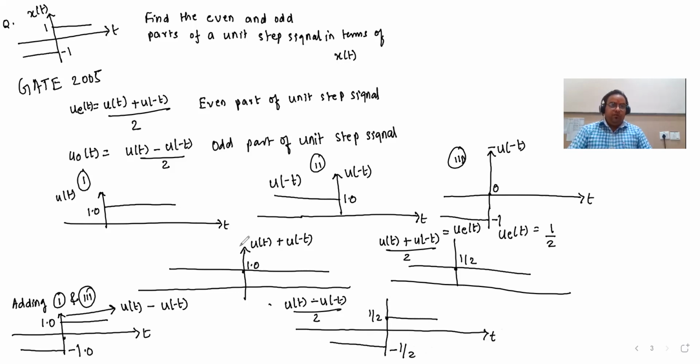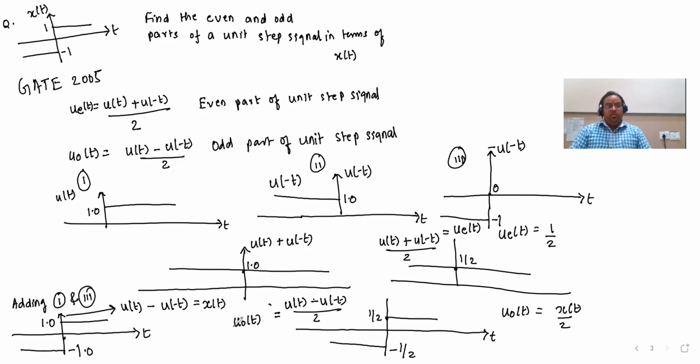If we compare this with the x of t waveform that has been given, we can see that this is essentially the odd part of the unit step signal, and the odd part of the unit step signal u of t is nothing but x of t by 2.